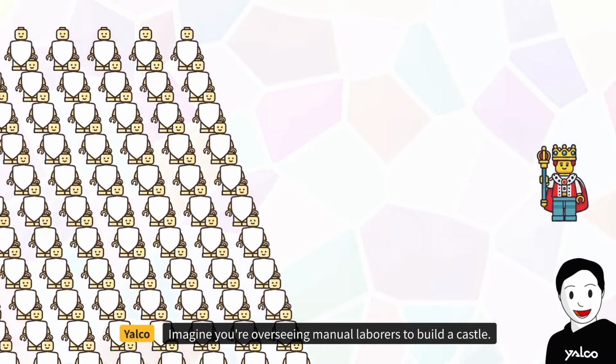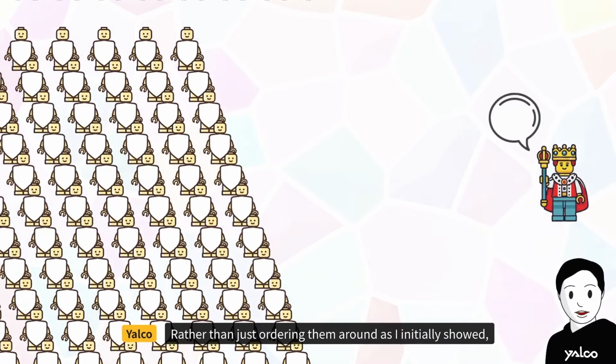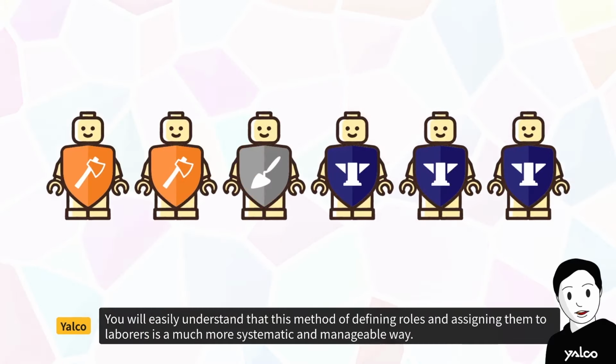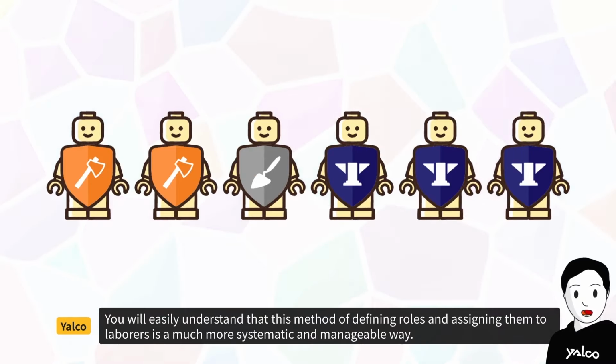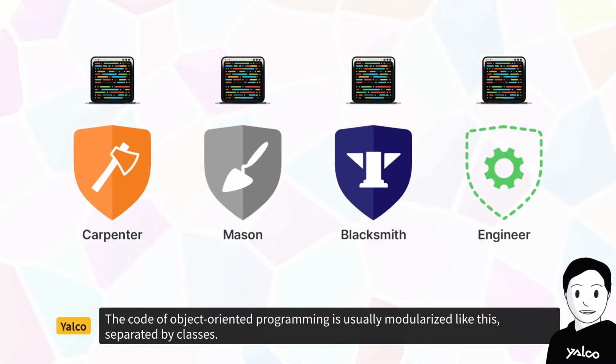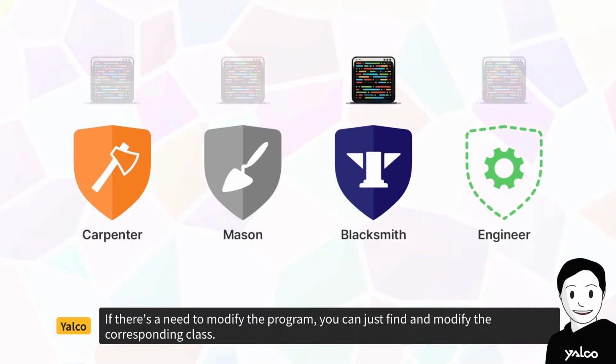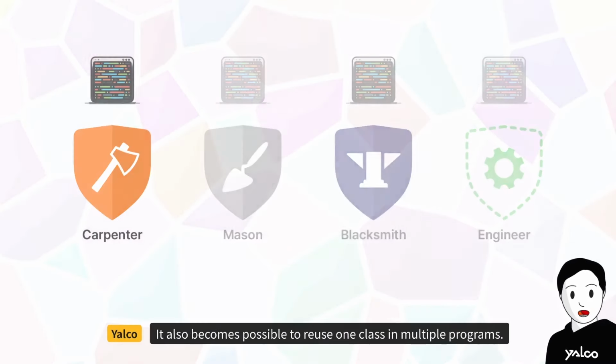Imagine you're overseeing manual laborers to build a castle. Rather than just ordering them around as I initially showed, you will easily understand that this method of defining roles and assigning them to laborers is a much more systematic and manageable way. The code of object-oriented programming is usually modularized like this, separated by classes. If there's a need to modify the program, you can just find and modify the corresponding class. It also becomes possible to reuse one class in multiple programs.